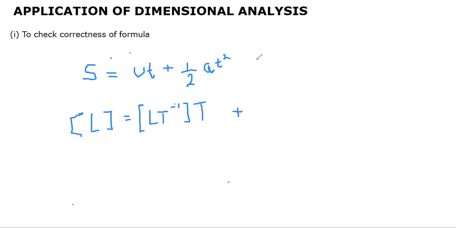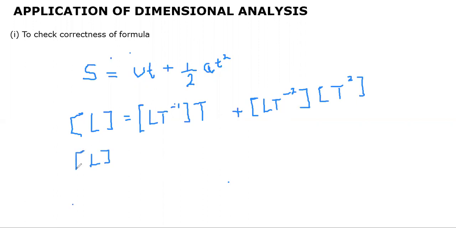Half does not have any dimension. A is acceleration, so dimension of acceleration is LT minus 2. T square would be T square only. So in LHS, what you have is only L, that is the dimension of length.